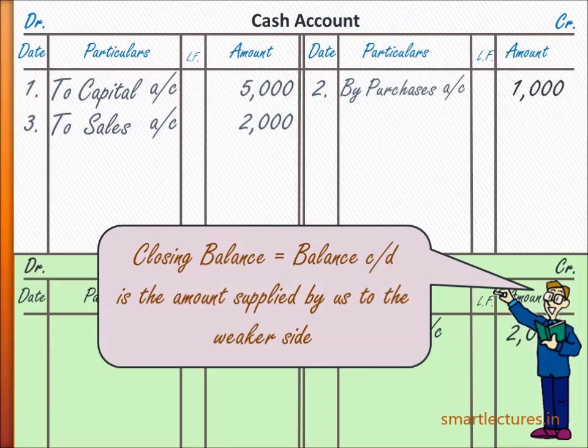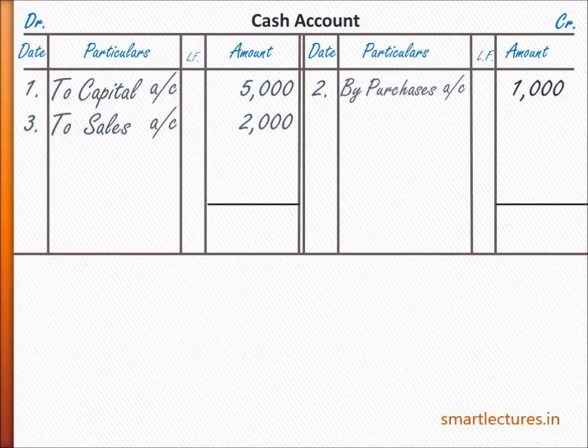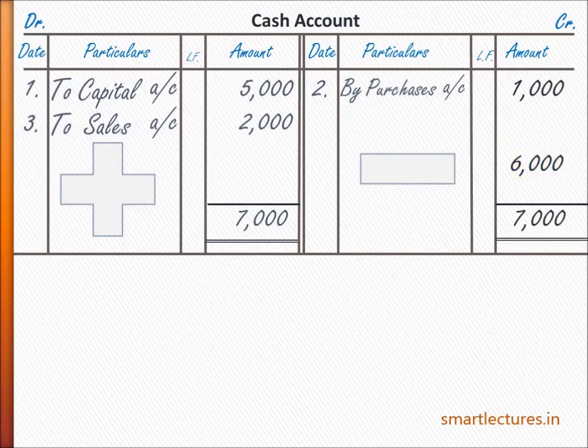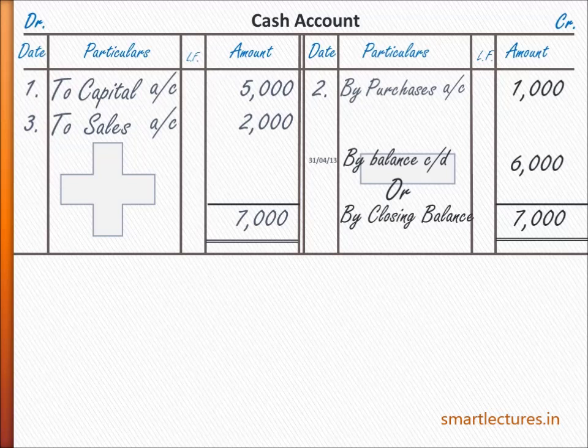Okay, let's move to the cash account. On the debit side, the total is 7000, but on the credit side, the total is only rupees 1000. So write down rupees 6000 on the credit side. Now the total on both sides is rupees 7000. So what will be the narration? Date 31st March 2013, by balance c/d, or you can write down by closing balance. But I will always use by balance c/d or to balance c/d. This is the balancing figure of rupees 6000.